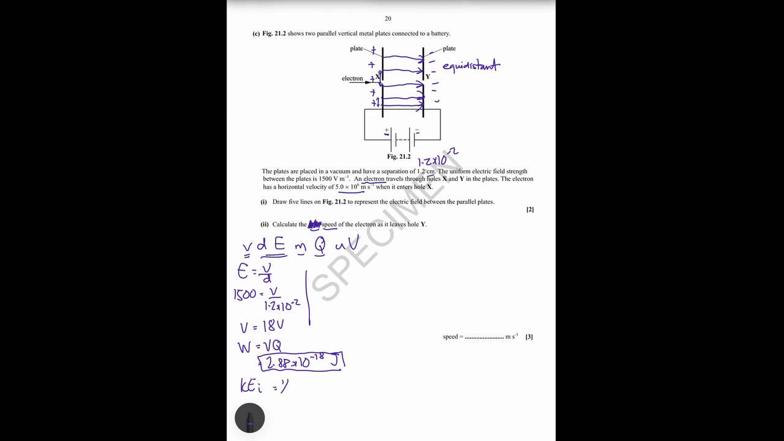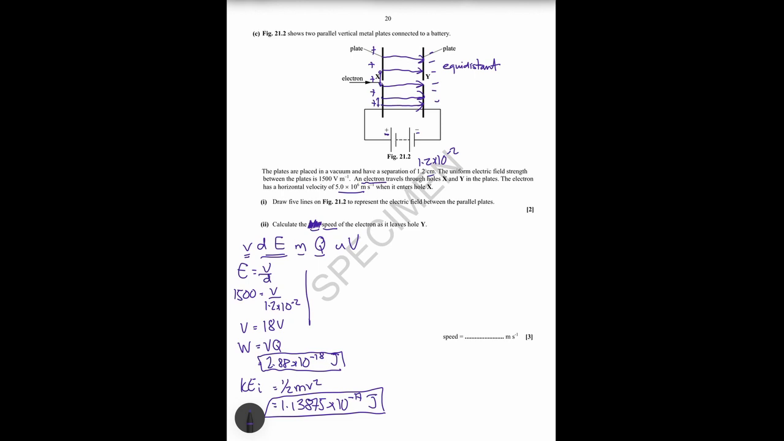KE initial, because I know it's half mv squared, and I've got all the values. So a half, m of an electron is 9.11 times 10 to the minus 31, and v, it tells me here, is 5 times 10 to the 6. If I put that all in the calculator, I get my initial kinetic energy of 1.13875 times 10 to the minus 17 joules.